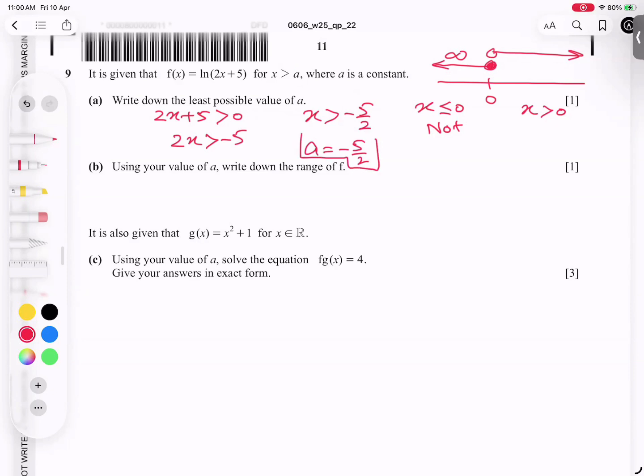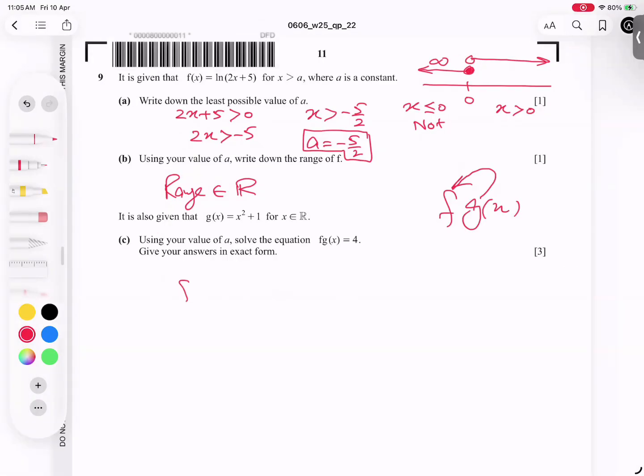Alhamdulillah, points clear. Range, what is the range? The range values for the given domain is real numbers. We can just write the range belongs to real numbers.